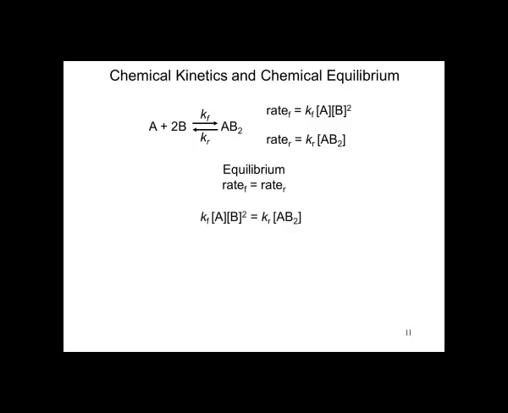Therefore, we can write the following expression. We can make a ratio between the forward rate constant and the reverse rate constant. That will equal Kc, and Kc of course is equal to the concentration of AB2 divided by the concentration of A times the concentration of B squared.